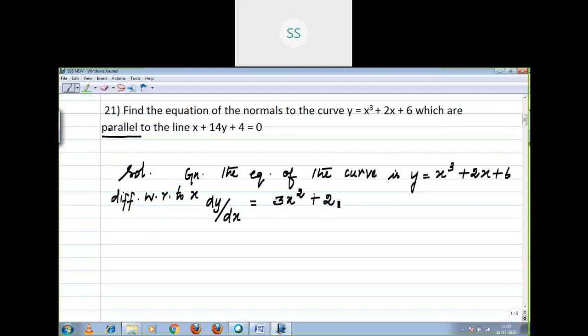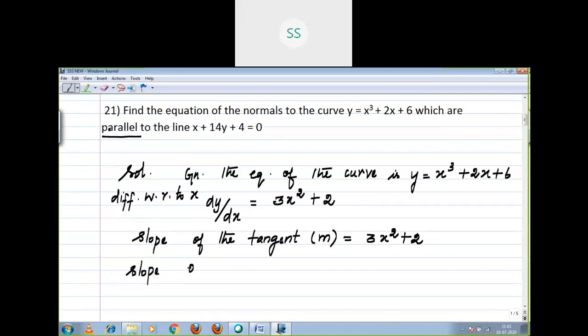Here you are applying the derivative of x power n, which equals n into x power n minus 1. Right? This dy by dx represents your slope of the tangent. Slope of the tangent, you should denote it by small m, equal to 3x square plus 2. Next, to find the slope of the normal, that you should represent by m1 for our convenience, right?